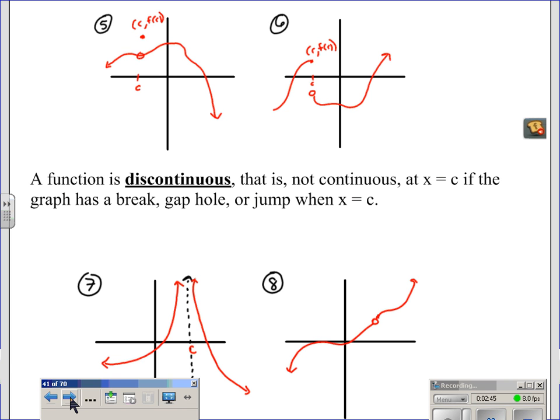If we're talking about the point x equals c, and I try to draw this, there's a hole here. I have a jump in the graph, and the same thing here. I have a hole, I have a jump. Here I have an asymptote at x equals c. It's not defined, and then here I have a hole. So a function is discontinuous, or not continuous, at x equals c if there's a break, a gap, a hole, or a jump when x equals c.